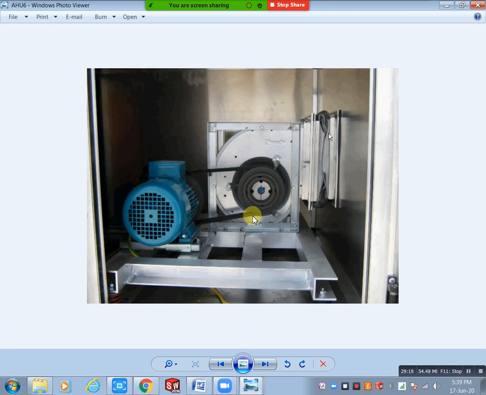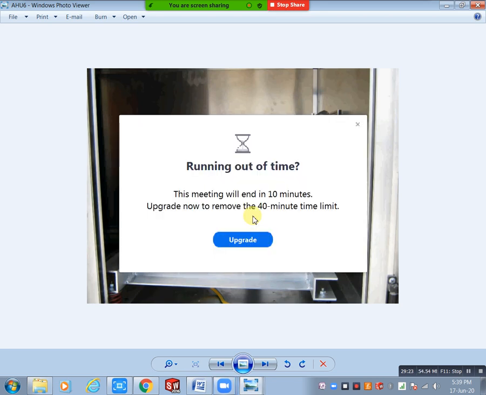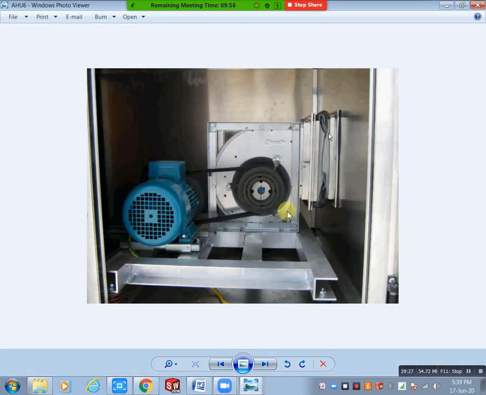Here we have canvas cloth. You can see this is our canvas cloth, which we consider a flexible connection. Here we have the canvas cloth, and this is our motor. Here we have the pulley and belt connection. We can see it like this. You can see the complete setup.